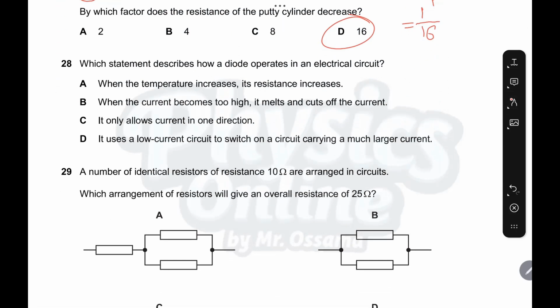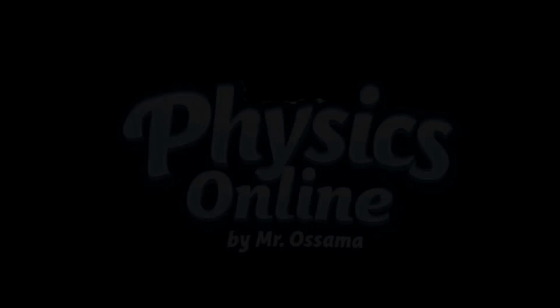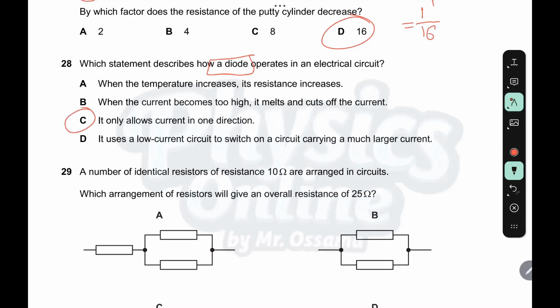Which statement describes how a diode operates in a circuit? A diode is a small component in the electric circuit that only allows the current to move in one direction. So the answer is C.